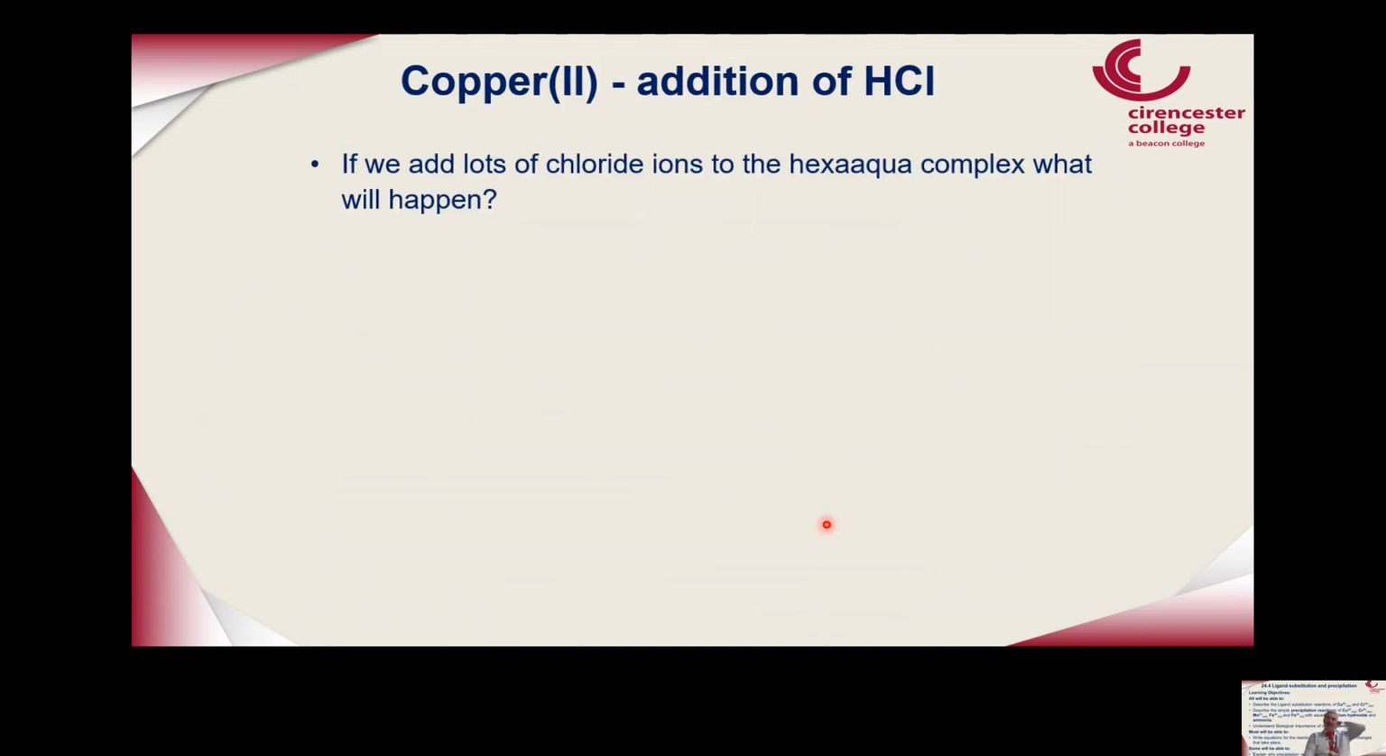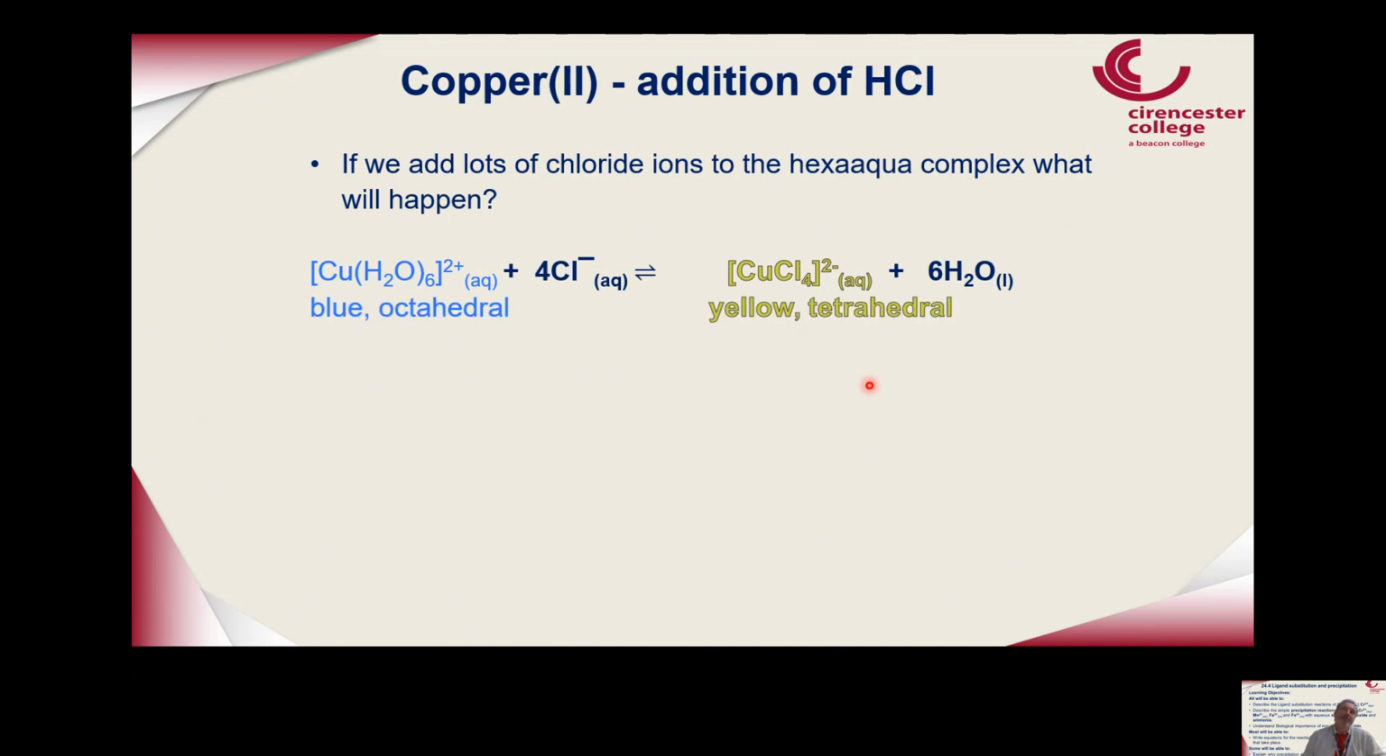Right, what happens if we add some chloride? If we add lots of chloride ions to the hexaaqua complex, what happens? We actually push all the waters out and put 4 chlorides in, giving tetrachloro, and that is a change of shape. We've gone from octahedral to tetrahedral. We've gone from 5 molecules to 7 molecules, so it is favored. So chloride will displace the water as a ligand. We have a ligand exchange going on, and the entropy is good.